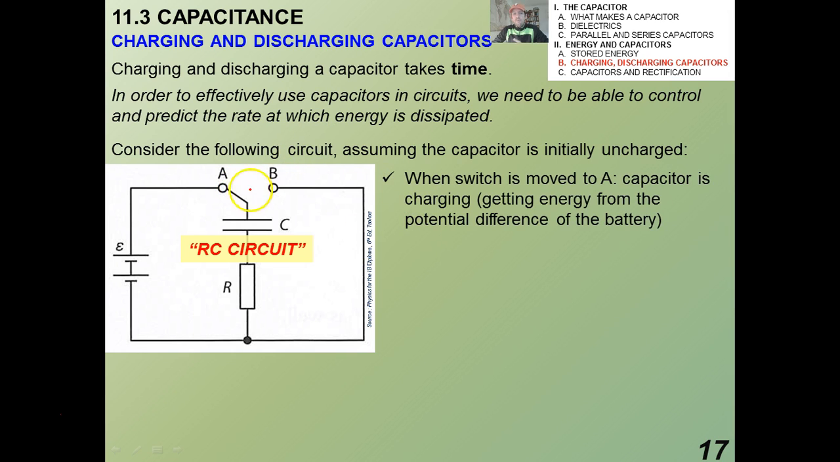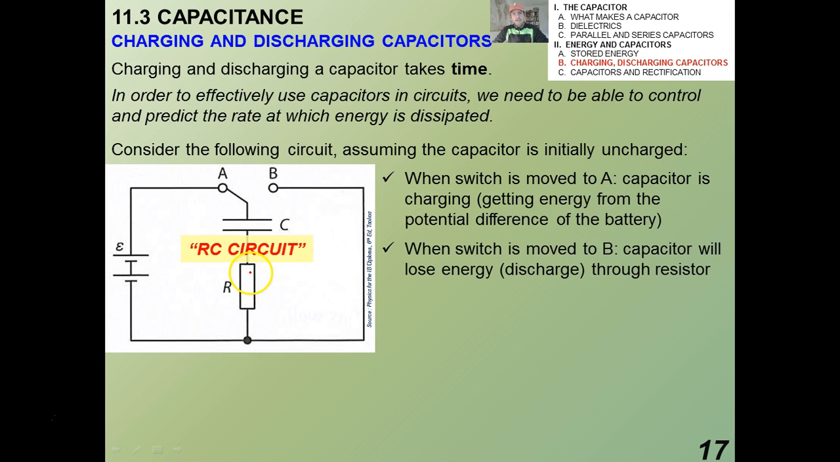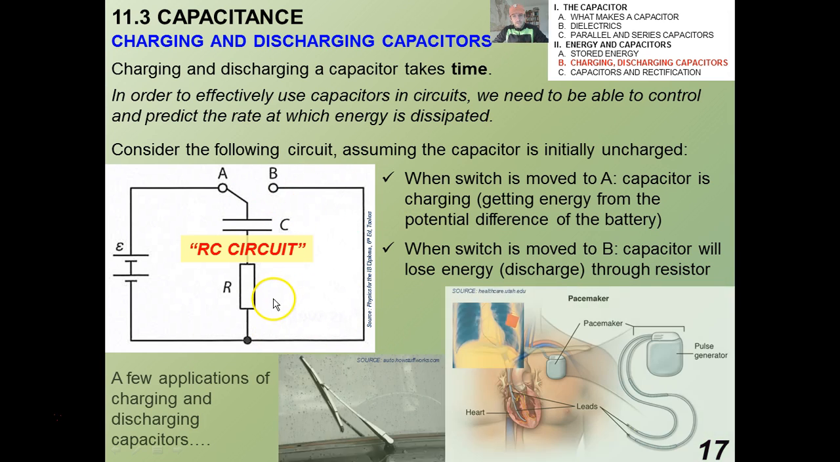Now, when the switch is at A, the capacitor is building up a charge. What it's doing is it's getting energy from the potential difference of the battery. And it turns out that this resistor is important in this situation, okay? When the switch is moved to B, the capacitor will lose energy and discharge through this resistor, okay?